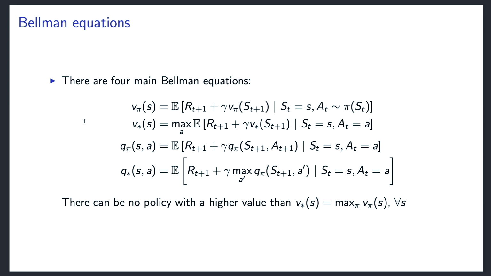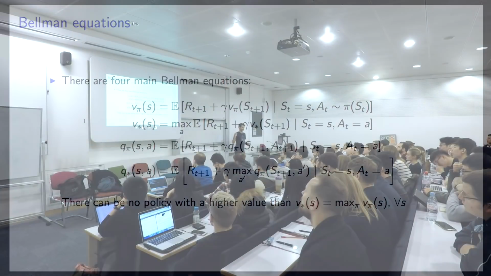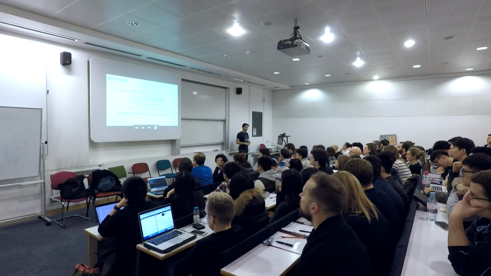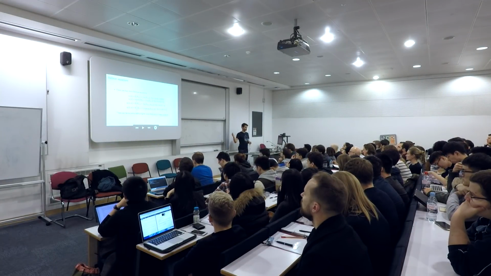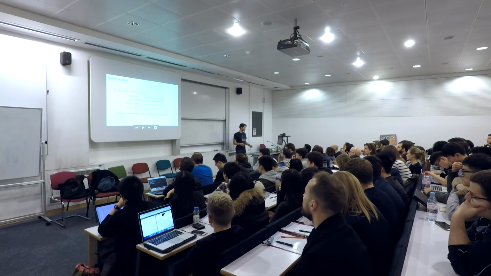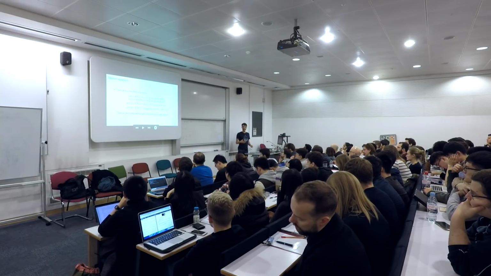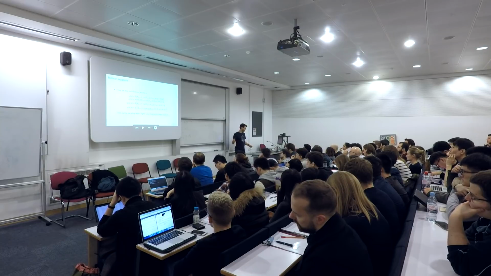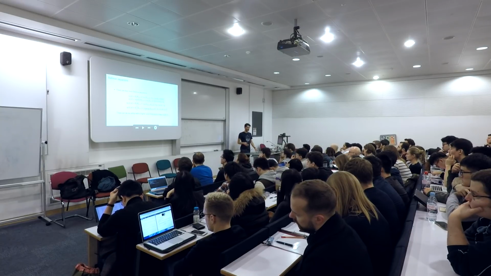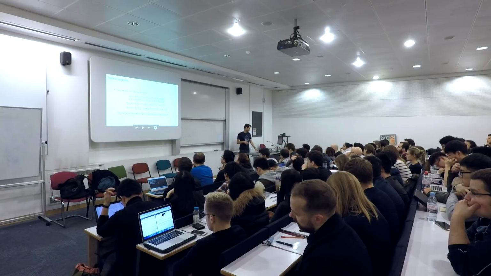So these are recursively defined in terms of themselves. And you can show that there's no possible policy that has a higher value than the value given by this definition. That means that the policy associated with these is the optimal policy. Especially for state action values, the policy is very easy to get, which I'll cover later. But essentially you just pick the highest valued action in every state.